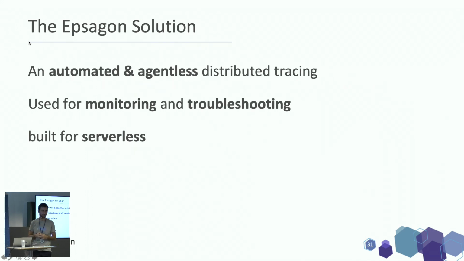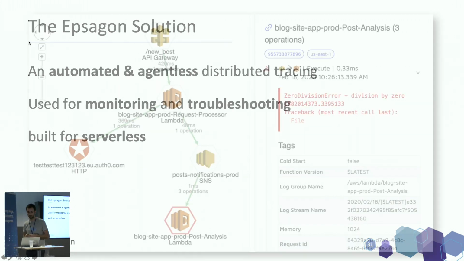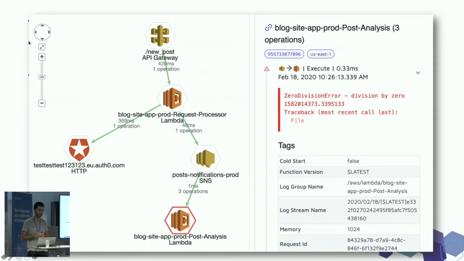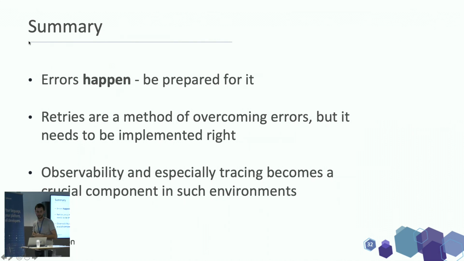That's exactly why we built Epsagon. This is a managed solution that does automated and agentless distributed tracing, good both for monitoring and for troubleshooting. So to know when something is working or not working at the performance that we need, and also to troubleshoot it when something bad happens and we need to get our hands dirty. And it's built specifically for serverless, so all these scenarios that we just talked about are already supported. As we saw before, this is just a quick screenshot from the product on an AWS environment using some third-party APIs.